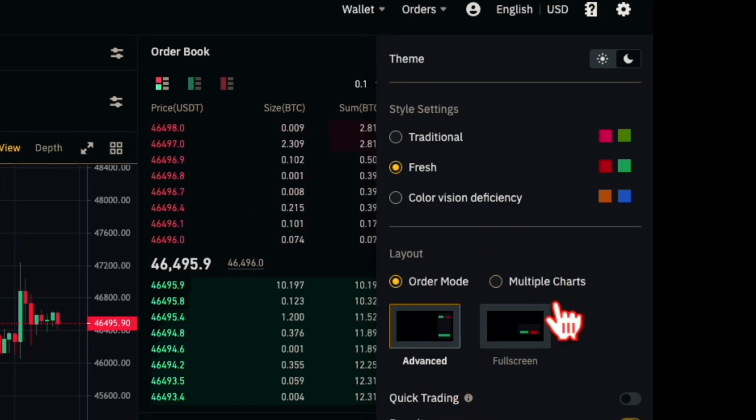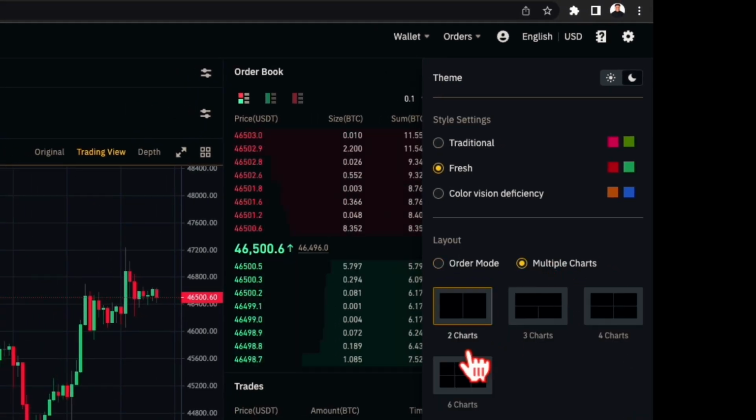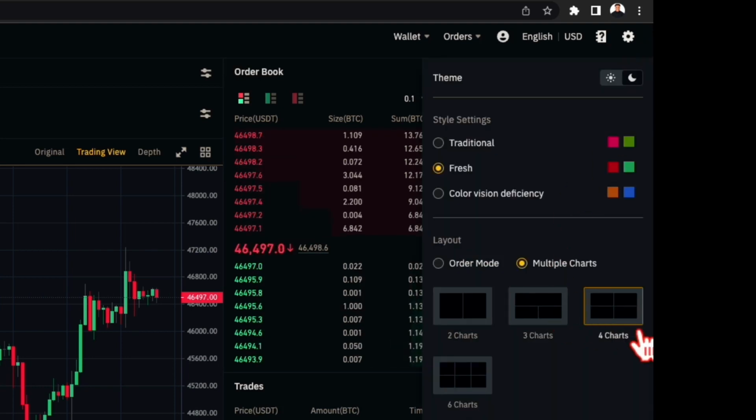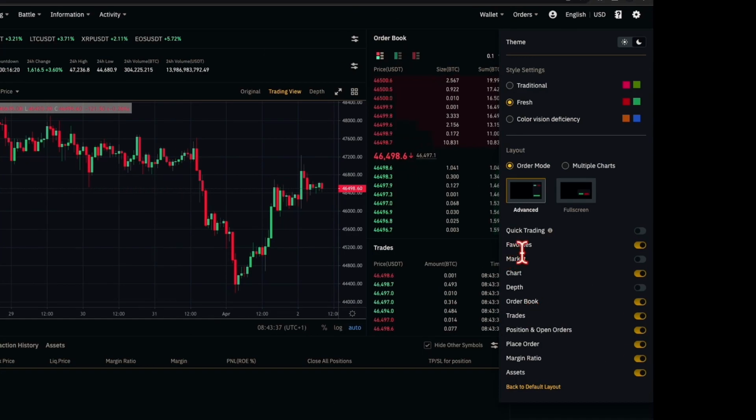We will have multiple charts. If you want to use multiple chart setting, then you click on this to select whether you want 2 chart, 3 chart, 4 chart, 5 chart, 7 chart, depending on the number of charts you want. But let's keep it at default. Now you can choose to select any of these items that you want here, or you choose to leave it at default. Most people just leave here at default, except you have a reason why you want to change it.